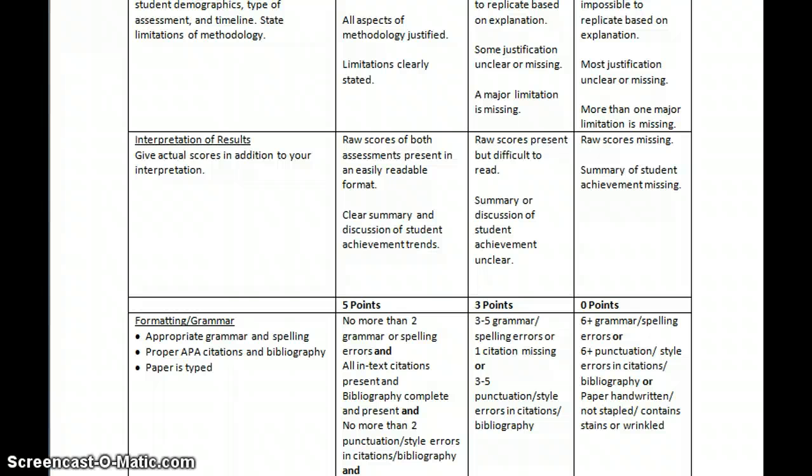And then you give me your summary and discussion. So tell me what you noticed. Like overall, did the scores go up? Did they go down? Did it differ for boys or girls, special ed, gen ed? Kind of tease that out a little bit and get an idea of what happened.